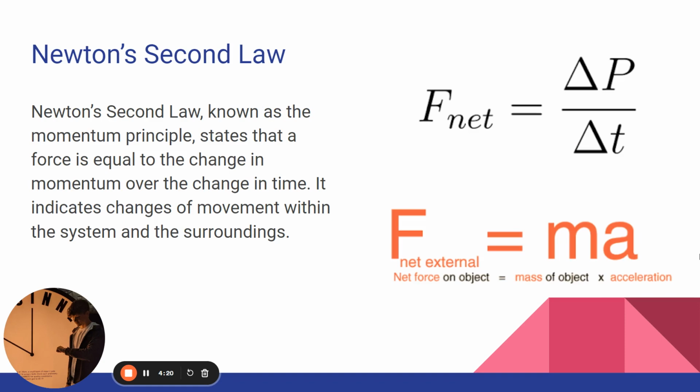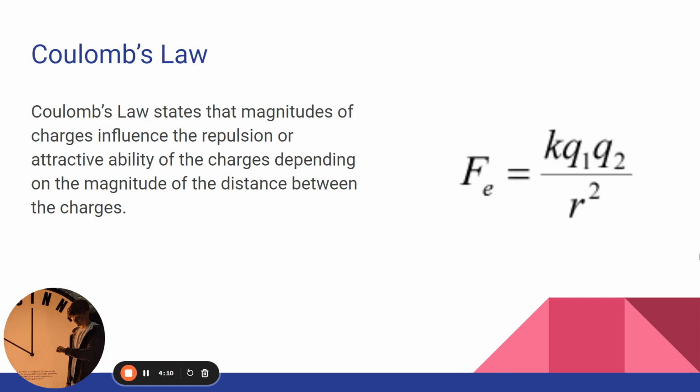Newton's second law, known as the momentum principle, states that a force is equal to the change of momentum over the change in time. It indicates the changes of movement within the system and the surroundings, and this needs to be considered for gravity on the tape. Coulomb's law states that the magnitudes of charges influence the repulsion or attractive ability of the charges, depending on the magnitude of the distance between the charges.